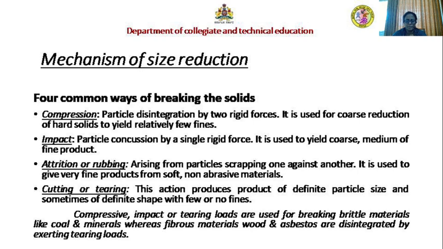Usually compression, impact and tearing loads are used for breaking very brittle materials like coal and minerals, whereas fibrous materials like wood and asbestos require tearing loads for size reduction. So that is a brief understanding of the various mechanisms that are required to reduce the size of solids in various size reduction equipment.